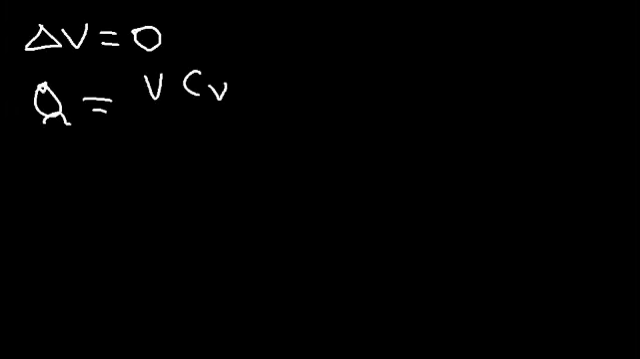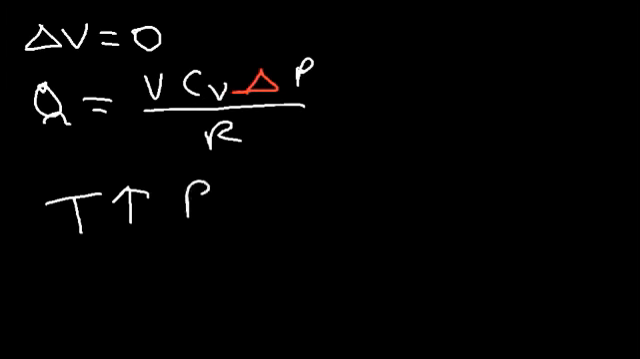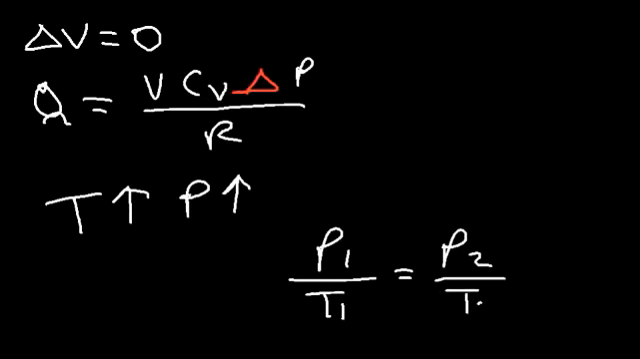Now there's more. For an isochoric process where the change in volume is equal to 0, you can also use this equation: Q is equal to n Cv delta P divided by R. So this equation applies. And also, since the volume is constant, when the temperature goes up, the pressure will go up proportionally. So you can also use this equation: P1 divided by T1 is equal to P2 divided by T2 during an isochoric process. So that's it for this process.